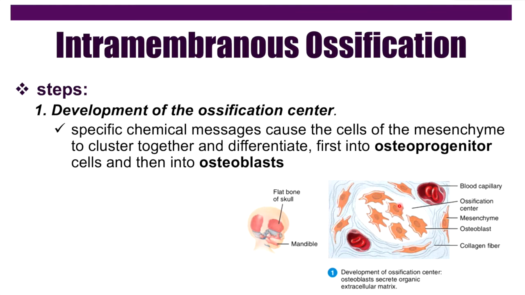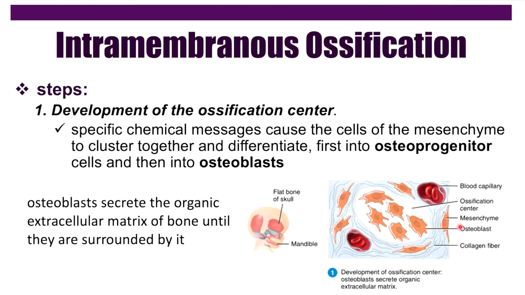Specific chemical signals will cause the cells of the mesenchyme to cluster together and differentiate into osteoprogenitor first, then into osteoblast. These osteoblasts will then secrete the organic components of the extracellular matrix until they are entrapped by it. As this continues, the centers of ossification will then expand to form a bone. Thus, the centers have the oldest bone and the expanding edges have the youngest bone.